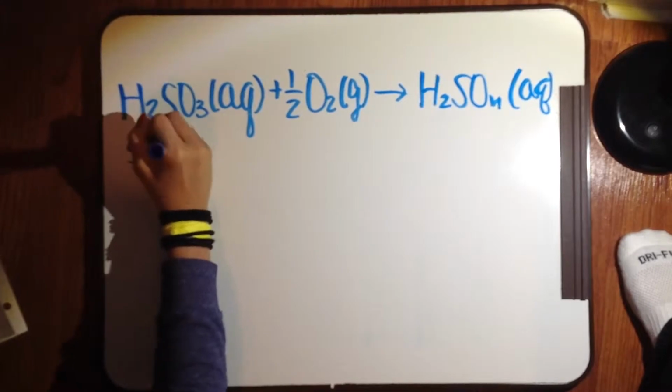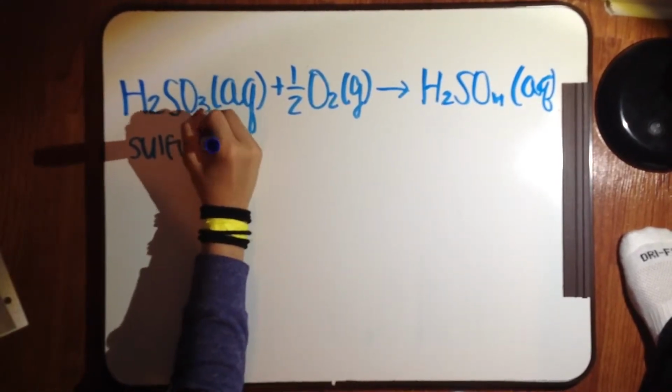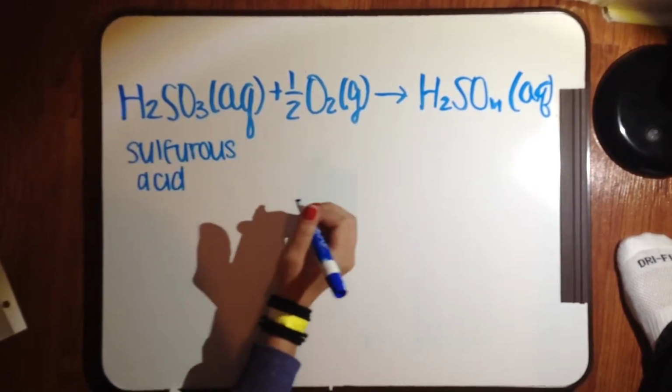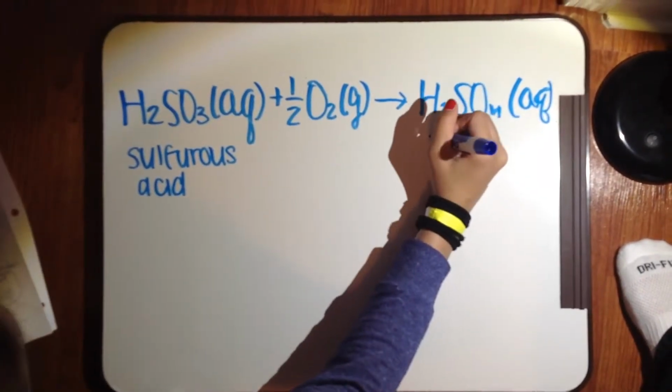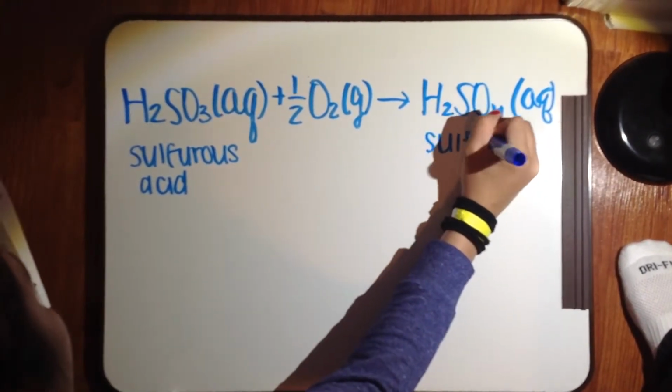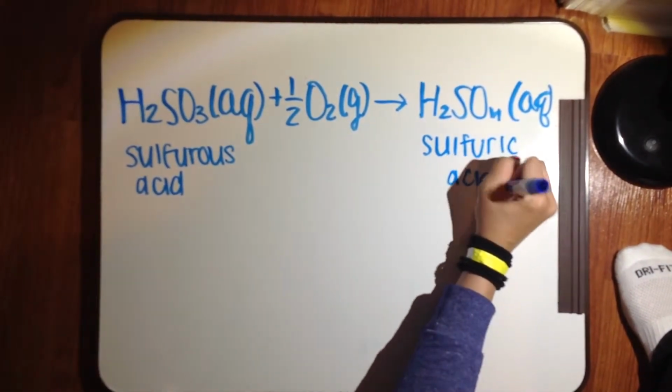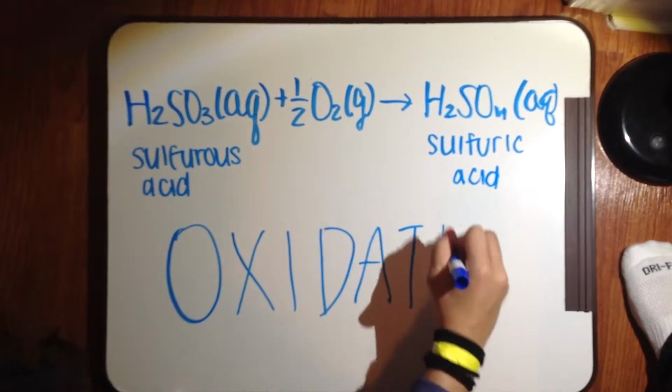This equation then oxidizes to form sulfuric acid. H2SO3 aqueous plus 1/2 O2 gas yields H2SO4 aqueous. Or sulfurous acid plus oxygen yields sulfuric acid.